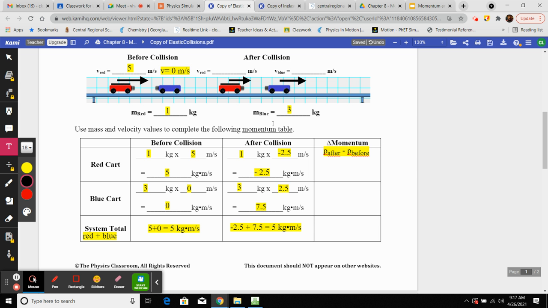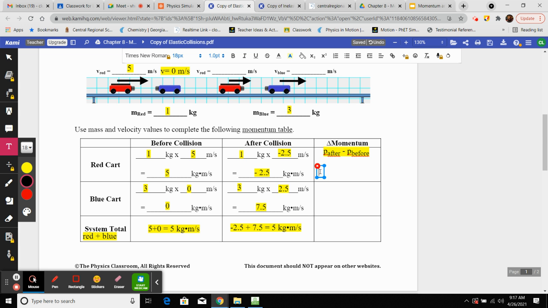So what was the momentum after the collision for the red car? It was negative 2.5. What was the momentum of the red car beforehand? When we're doing the total change in momentum, we're going across. The system totals, we go straight down. So this column over here, this guy and this guy, you're going across, and the system total, we're going down the column.